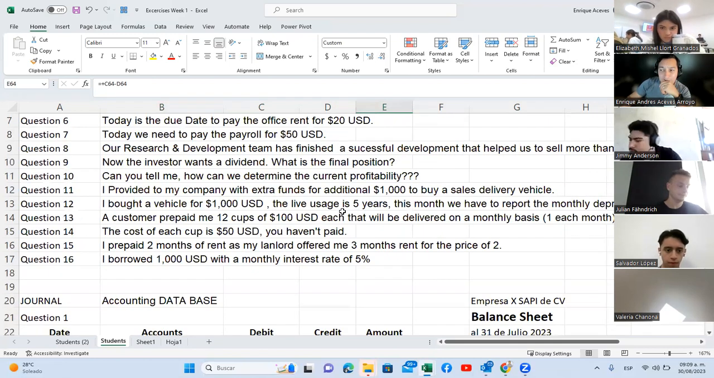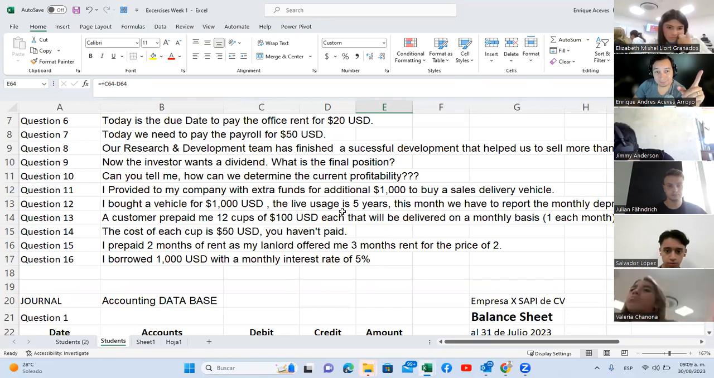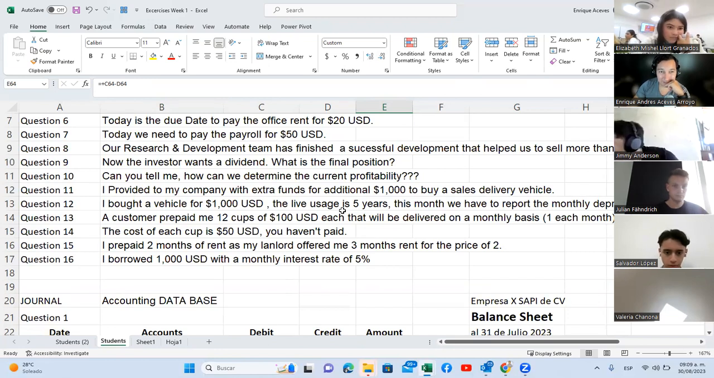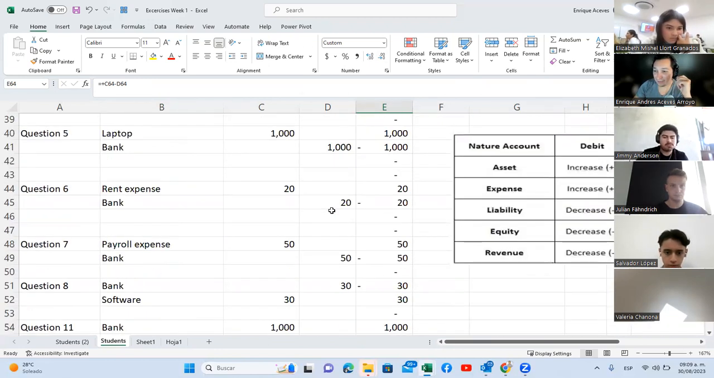The cost of each copy is $50. You haven't paid, but you received them. Is a cost debit 50? Then a liability, accounts payable 600, credit, and an asset, inventory 550 debit. That's it, guys.